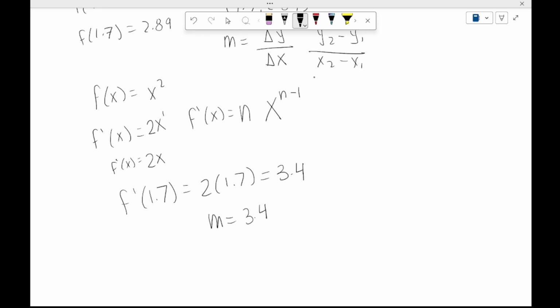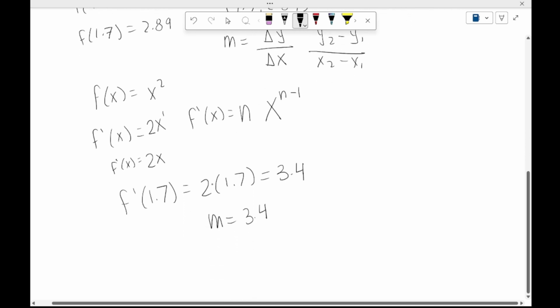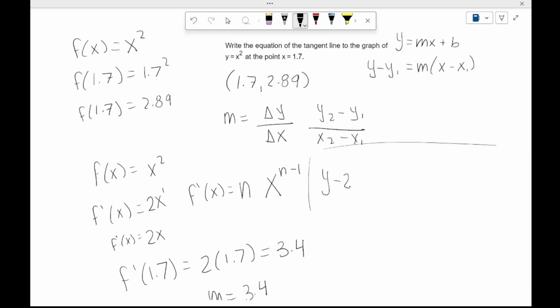So what we have now is an ordered pair up here, and an m value down here. So now we can write our equation using the slope equation here and plug in our information. So we take our 2 points. I'll write it in this box down here. So we have y minus 2.89 equals our slope, m, 3.4 times x minus 1.7. And that's our final answer.